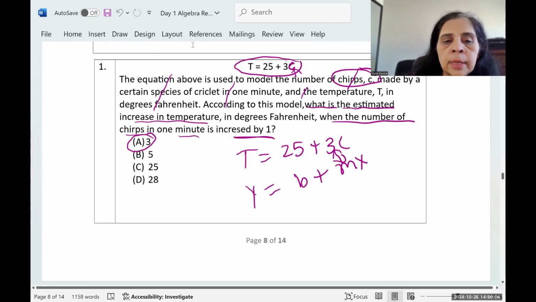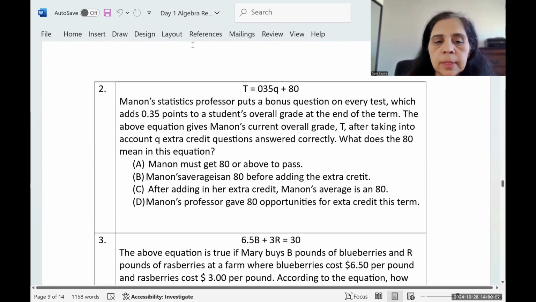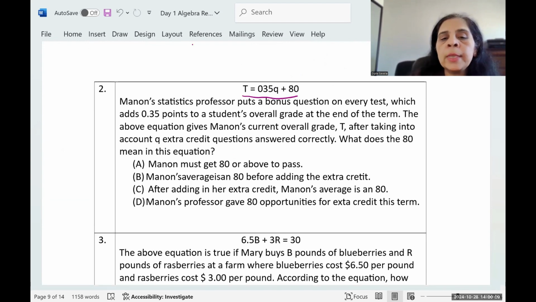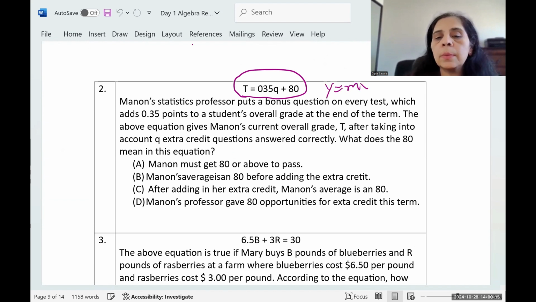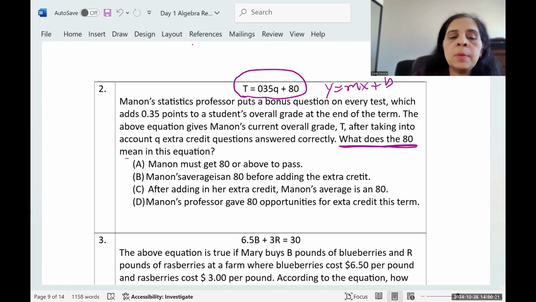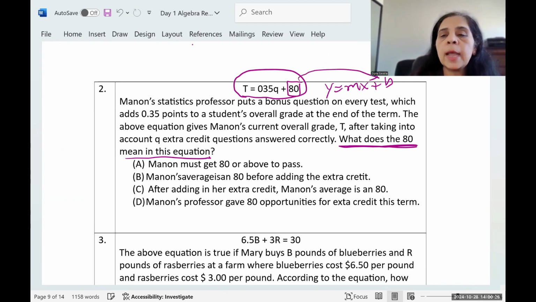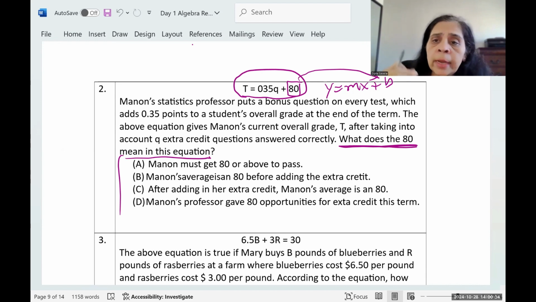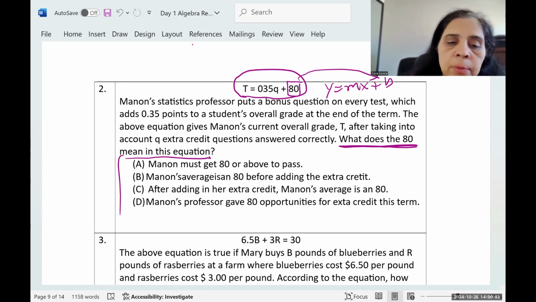So let's see here. Those are just simple things you can think about. Again, we have an equation in slope-intercept form, y equals mx plus b. And my main question is, what does the 80 mean in the equation? So what is your 80? That's the y-intercept. That is the beginning value. So before I read all these options, I knew that. What does that mean, right? That's the y-intercept, beginning value, initial value, whatever problem they give you, just the starting value. So let's see what it will be.